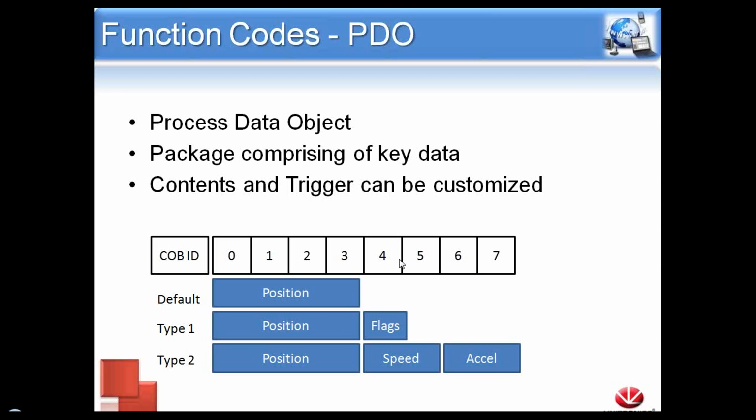Lastly, type 2 is what I actually have it set at right now. The first 4 bytes will be the position, the next 2 will be the current speed, and the last 2 will be the current acceleration.